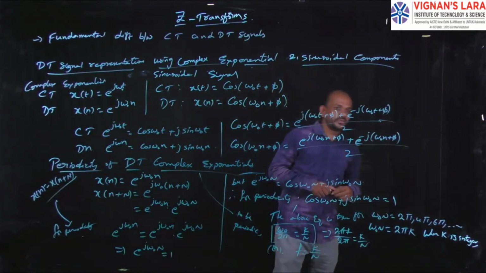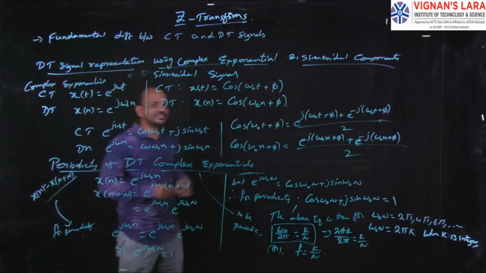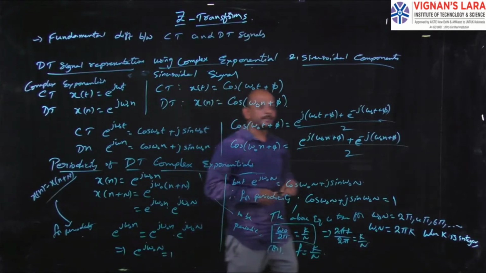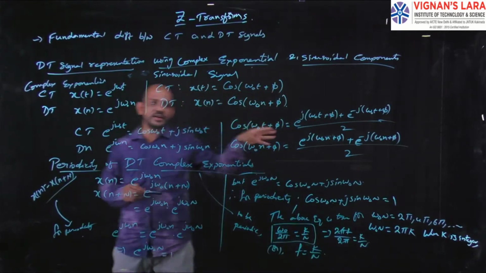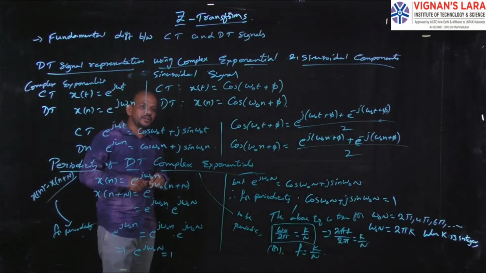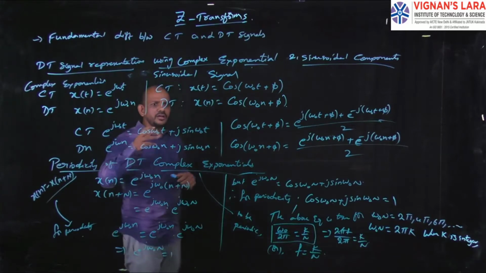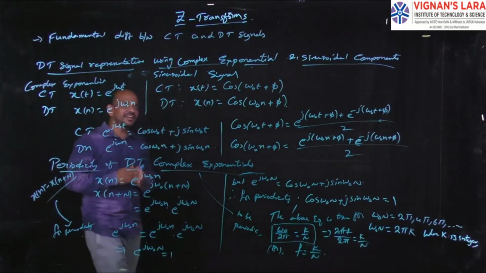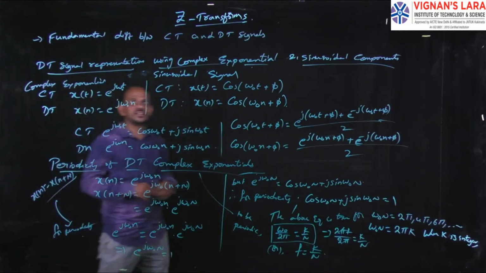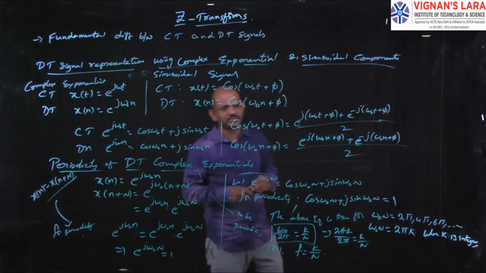So we use this Laplace transform for continuous time signals, whereas if we have discrete time signals, we have to go for Z transforms. That is, these Z transforms are mainly for discrete time signals. So for that reason, we have to differentiate the continuous time signal and discrete time signal. First, I go for the fundamental difference between continuous time and discrete time signals.